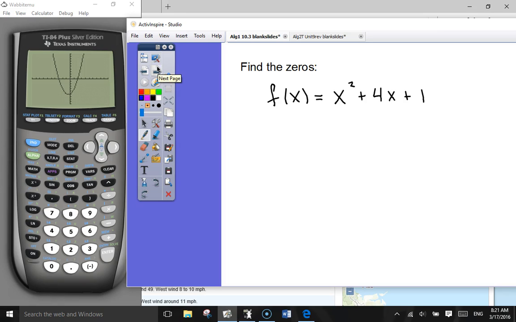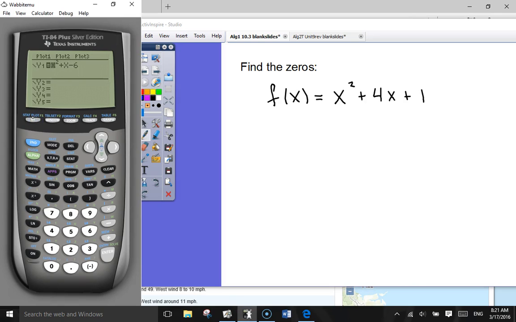Okay. Find the zeros. So now watch when I put this one in. This is for me. x squared plus 4x plus 1. All right, I hit graph. How many solutions do you see? 2. And what does it look like they're at? 0 and -4. So they look like they're at 0 and -4.